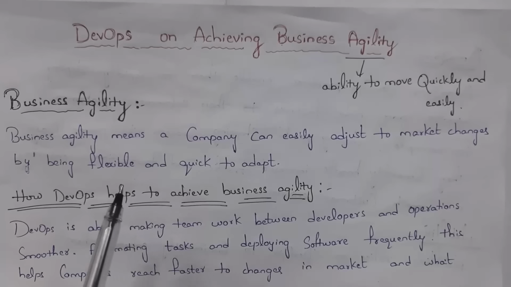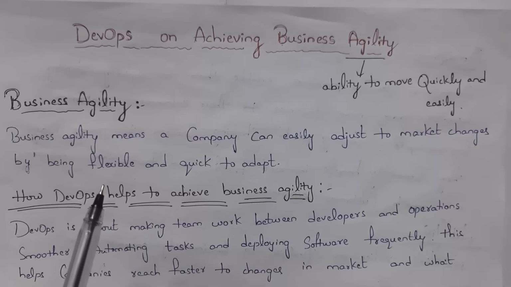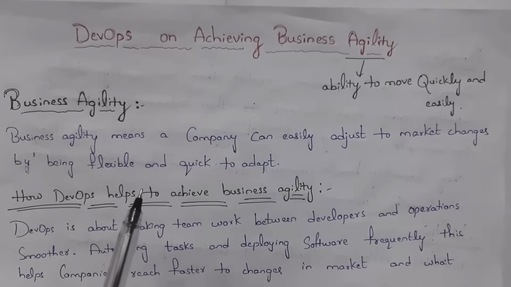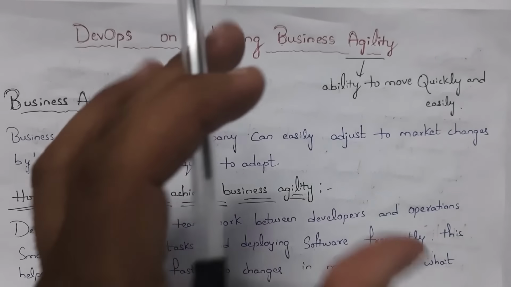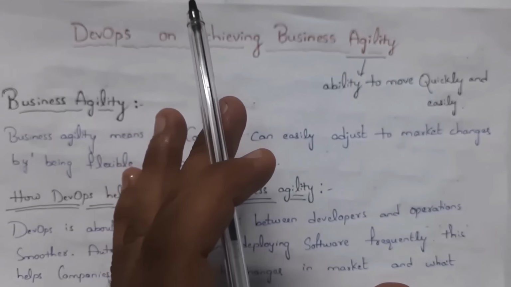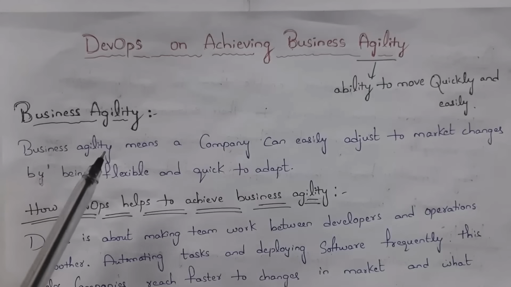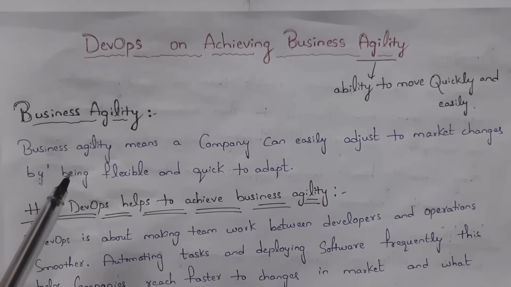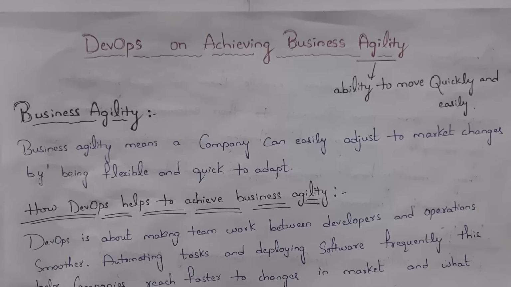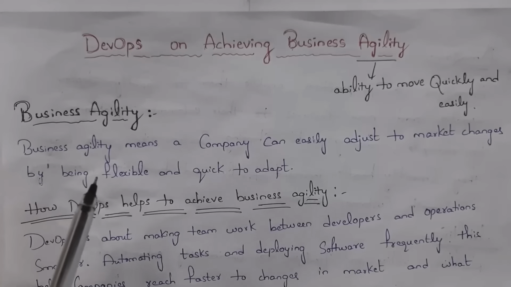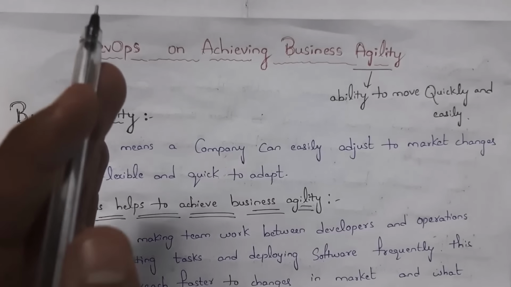Guys, for example, if you consider Samsung company, long back Samsung company produced normal smartphones, and after few years Samsung company produced 2G mobiles, and then 3G mobiles, and then 4G mobiles. Now Samsung company brought 5G mobiles. So based on user requirements, Samsung company immediately launched new smartphones. So here Samsung company easily adjusted to market changes by being flexible and quickly adapted to new features. So any company that can easily adjust to market changes by being flexible and quick to adapt is known as business agility. So by using DevOps, any company can achieve business agility.